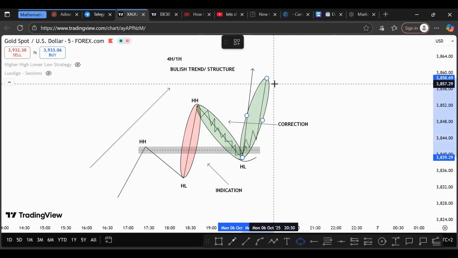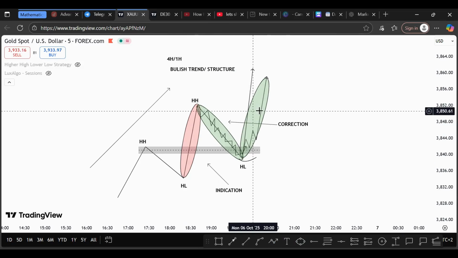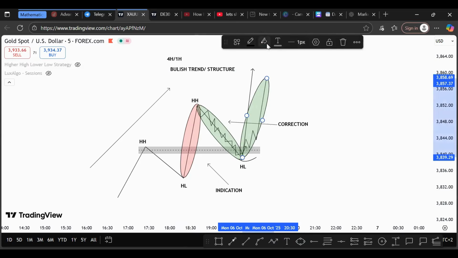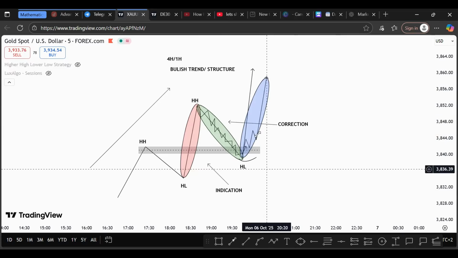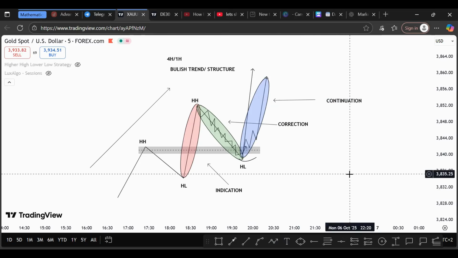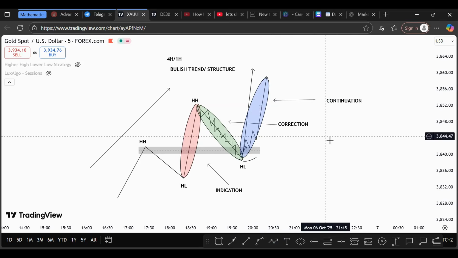So now this would be the continuation to the upside. So I'm just gonna do continuation, probably blue. Yeah. So this would be the continuation to the upside. This one, yeah, to continue the bullish or the uptrend that is currently happening, right? So this would be the continuation to the upside, right?